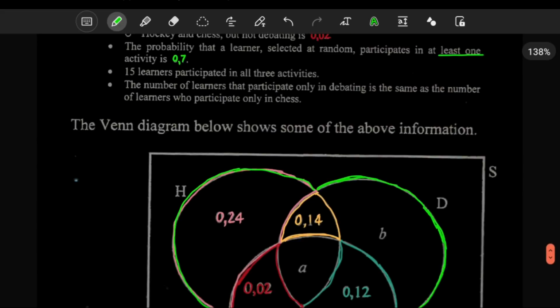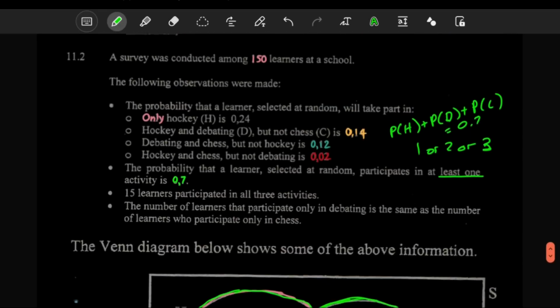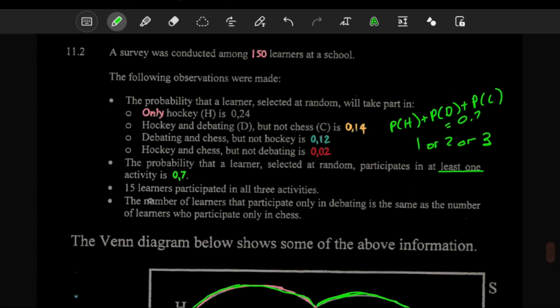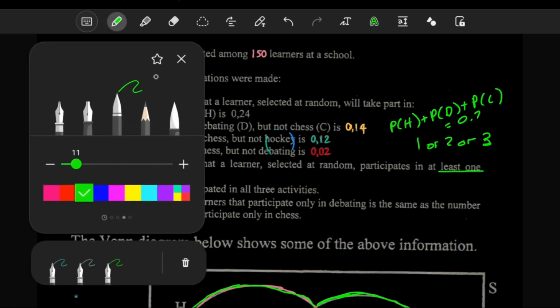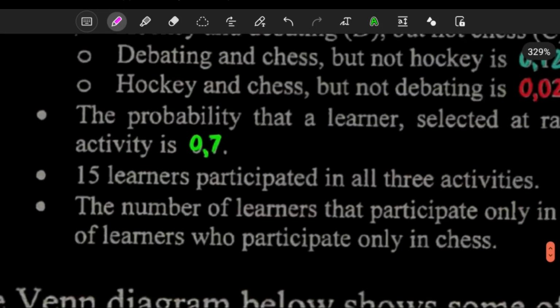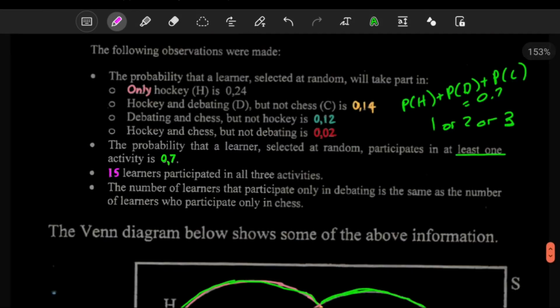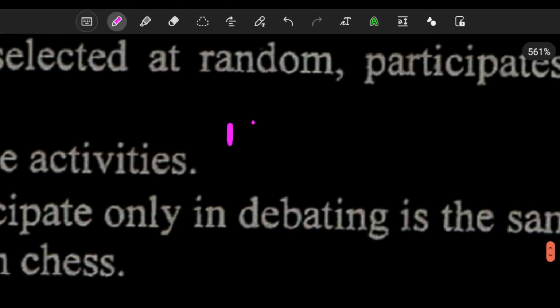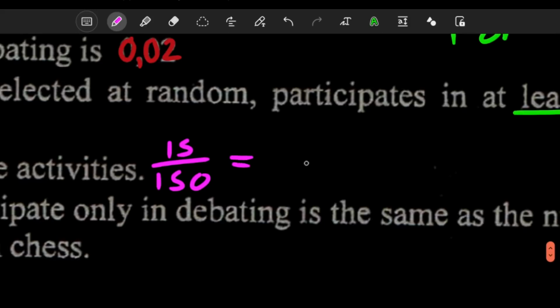Then here they have also told us that 15 learners participated in all three activities. Ooh, okay. This is quite interesting. So this is important, because what this is already telling us is that 15 out of the 150 do everything. So the probability of someone doing everything, we can see it's just 10%, because 15 out of the 150, that's just 0.1, which is just 10%.